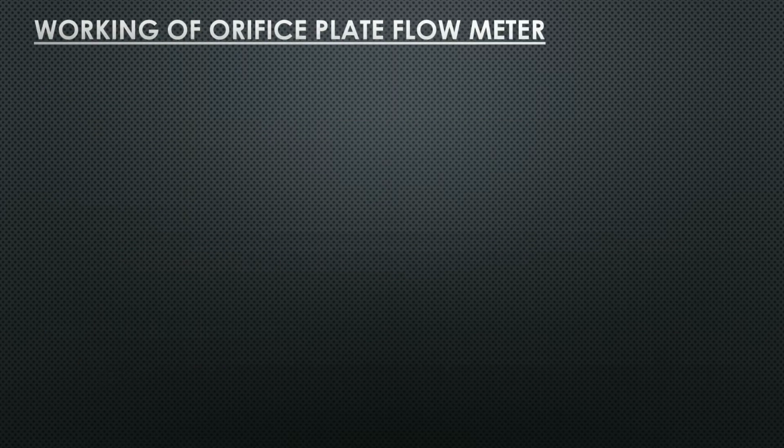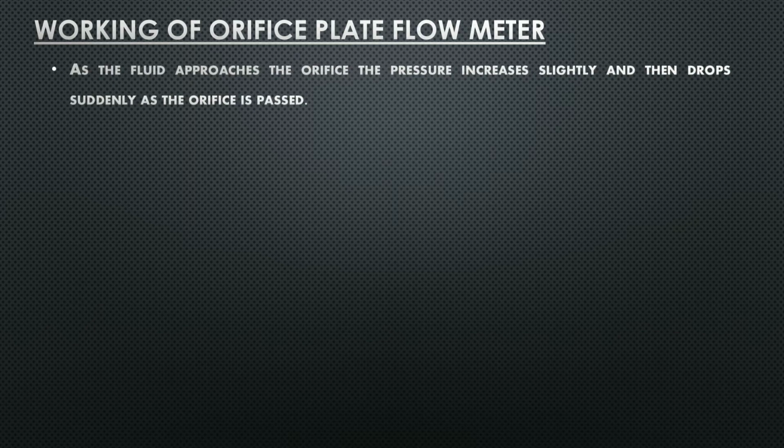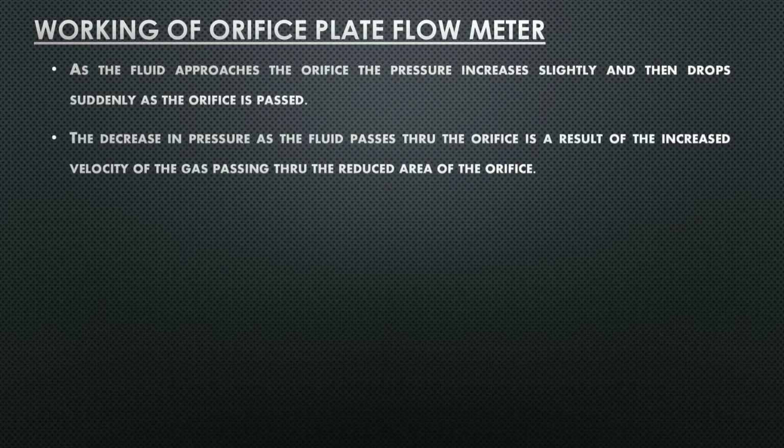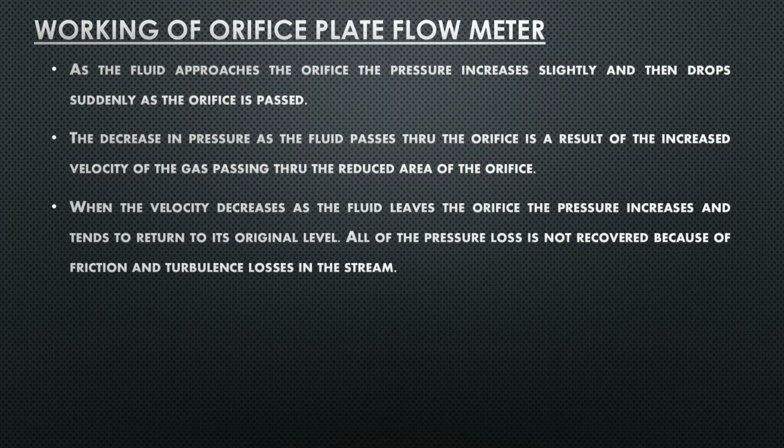Now let us see the working of orifice plate flow meter. As the fluid approaches the orifice, the pressure increases slightly and then drops suddenly as the orifice is passed. The decrease in pressure as the fluid passes through the orifice is a result of the increased velocity of the gas passing through the reduced area of the orifice. When the velocity decreases as the fluid leaves the orifice, the pressure increases and tends to return to its original level. All of the pressure loss is not recovered because of friction and turbulence losses in the stream.